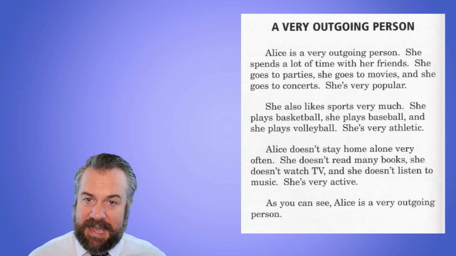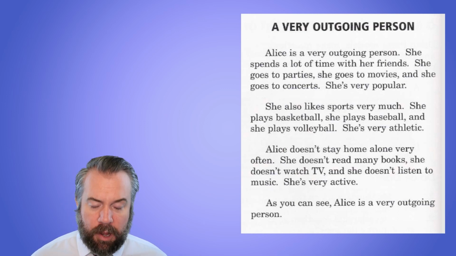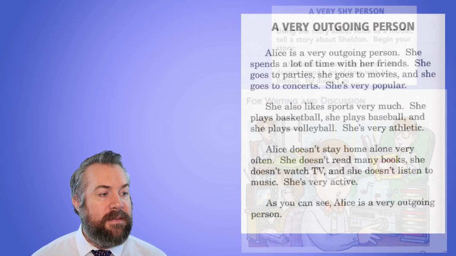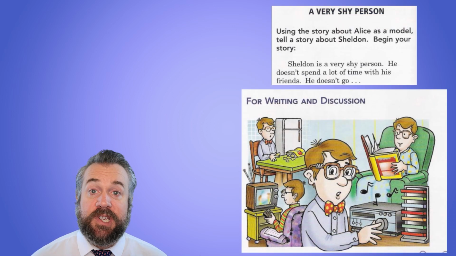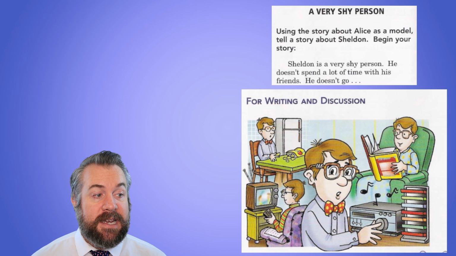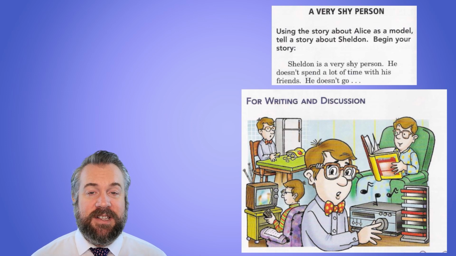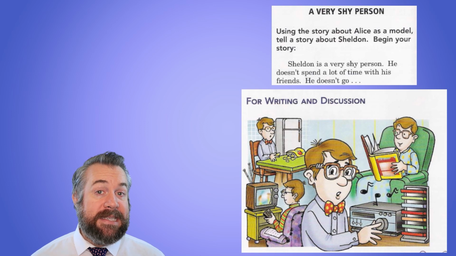Okay, so that's the outgoing person. How about the opposite? We have Sheldon. Sheldon is the opposite of Alice. Sheldon is shy. Sheldon likes to be alone. Sheldon enjoys staying home.